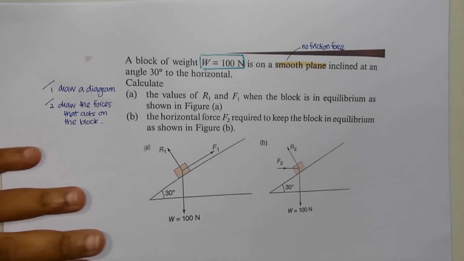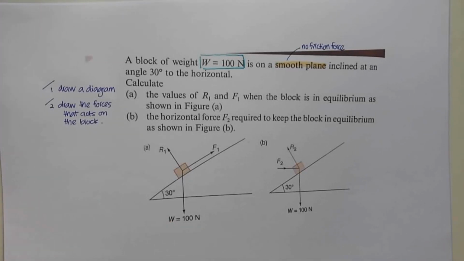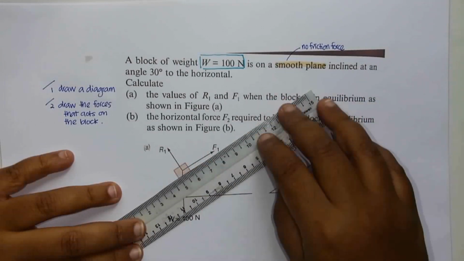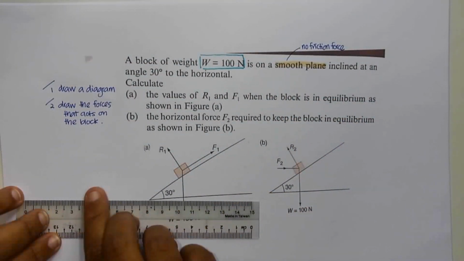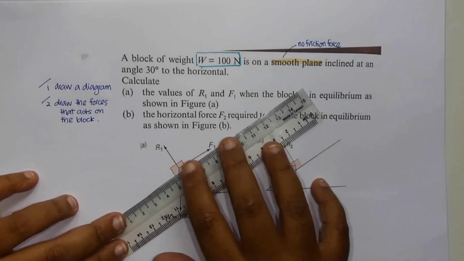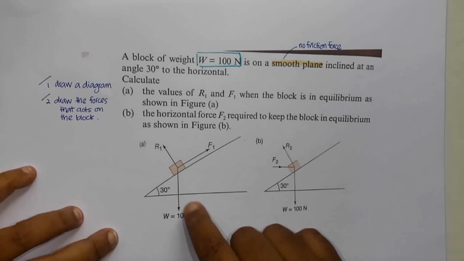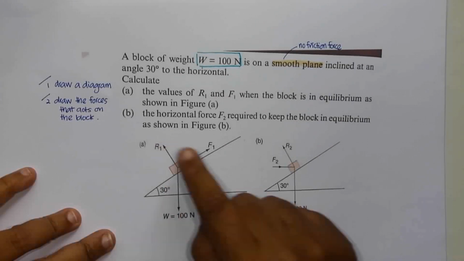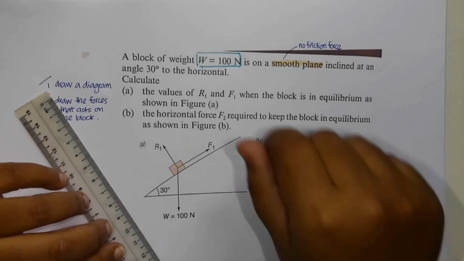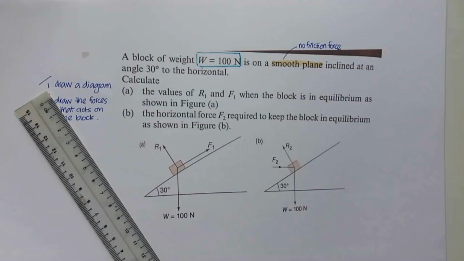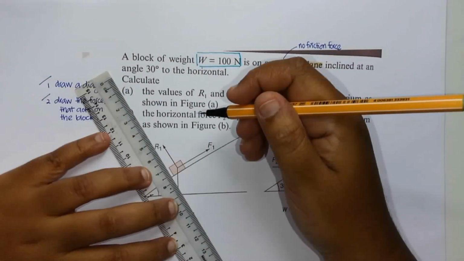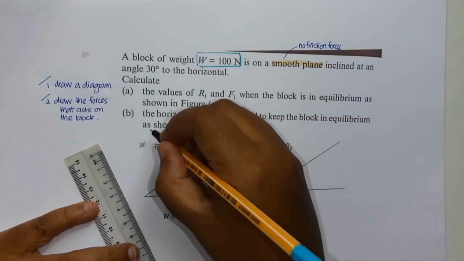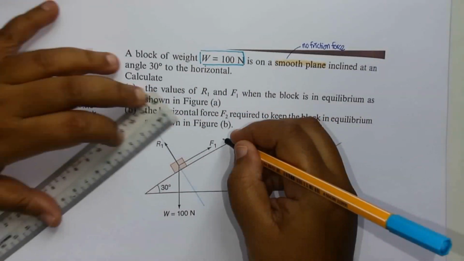Look at these forces here. We have the first force, W, which is 100 Newton. This is the plane and this is the object. First the plane was like this and the object was here, and then when it was inclined, the object becomes like that. Then we have F1 here and R1 here. What we must do first is draw an imaginary y-axis and x-axis, like this. This will be the y-axis and this will be the x-axis.